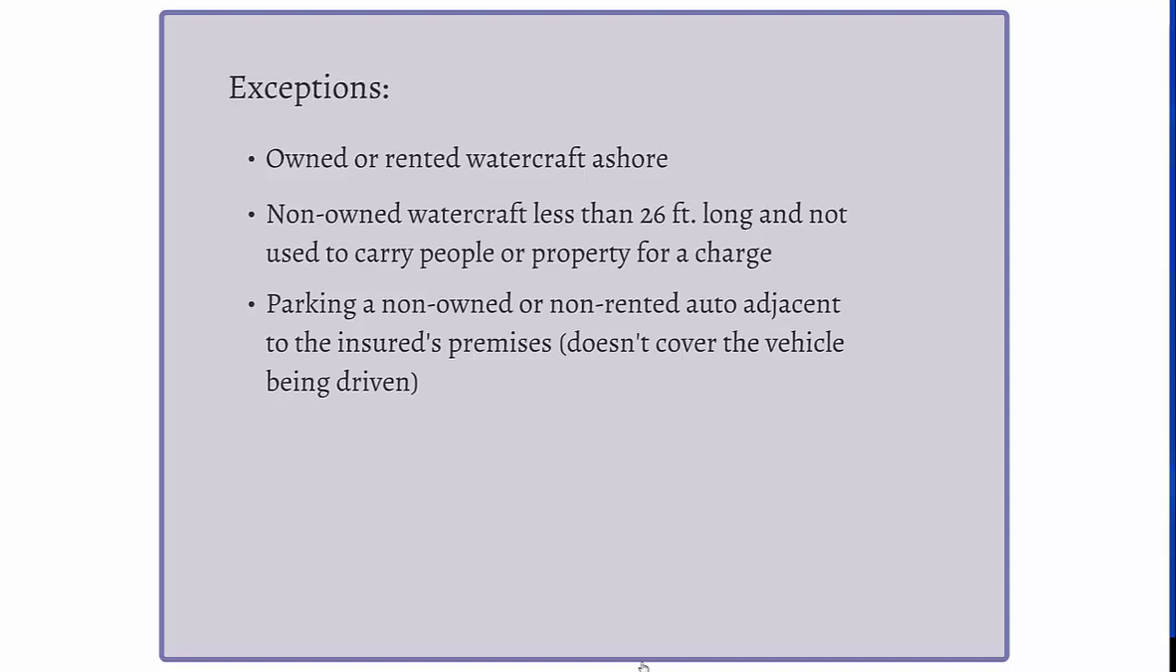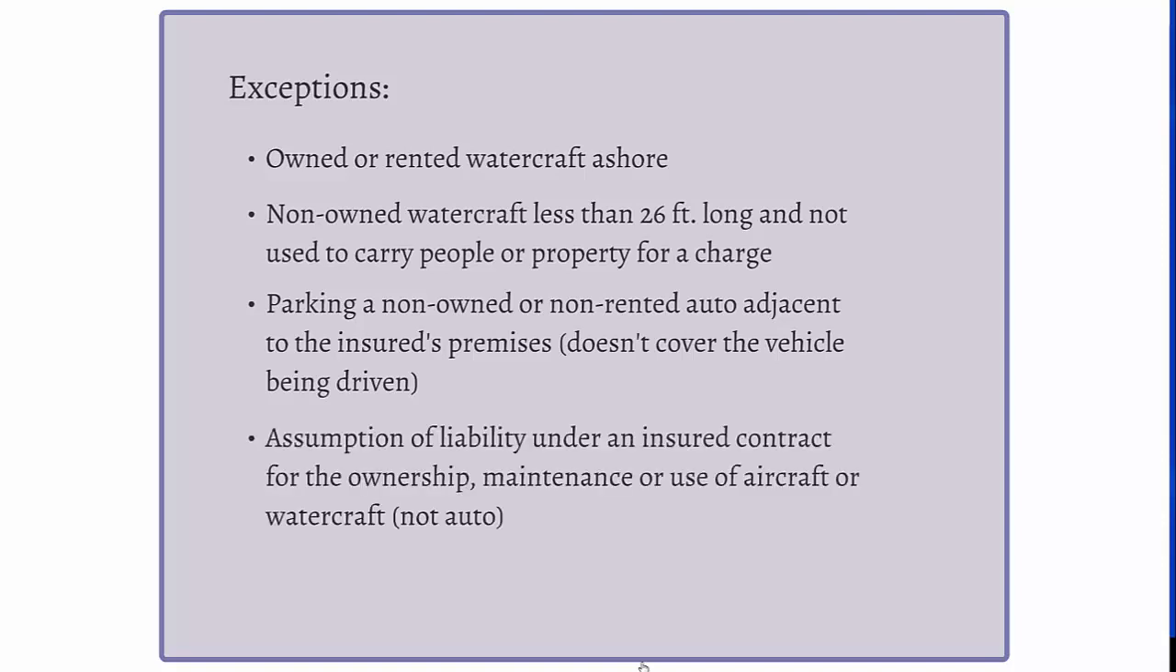As an example, say a valet is parking someone's car, and when they come into the parking garage, they actually hit the garage and another vehicle. The CGL would not cover the property damage to the car that they were actually driving, but it would cover the property damage to the garage and to the other vehicle.